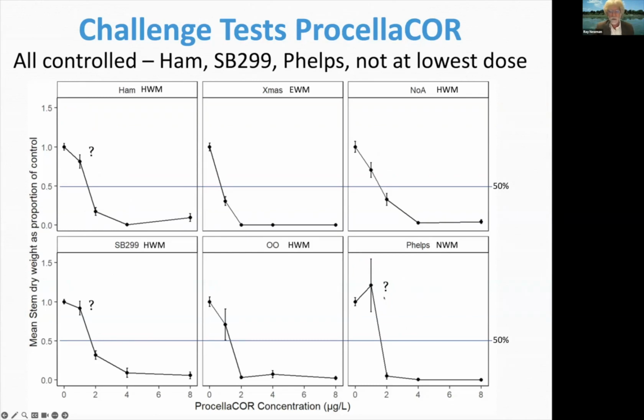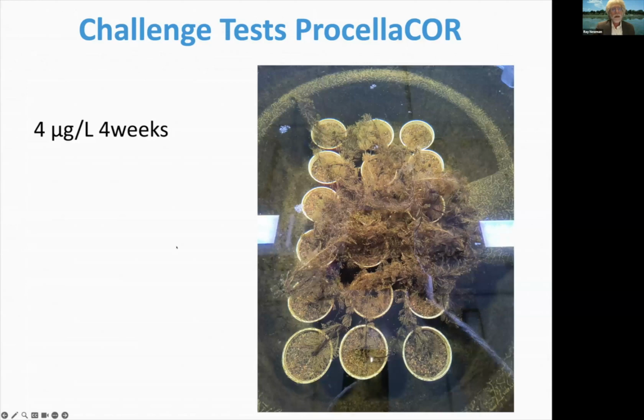So that's why it might be worth going back and looking at ProcellaCOR at a much lower dose and shorter exposure time and see what kind of results we get at that level. So this is an example of ProcellaCOR doing a pretty good job of controlling the plants at 4 micrograms per liter before we're ready to sample.